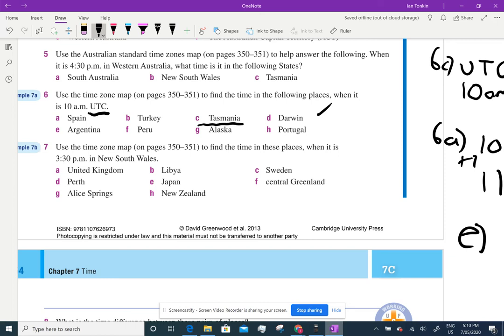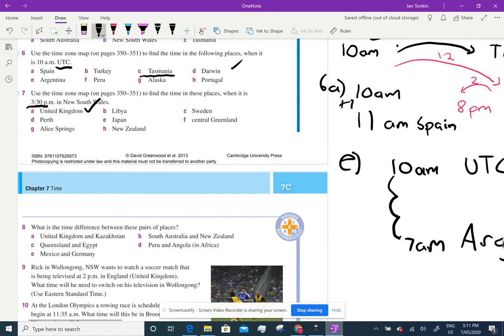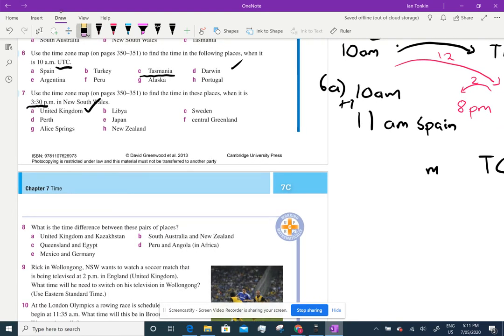Now, what about in our time? So if it's 3:30 here in Australia, in New South Wales, and remember, we're 10 hours in front. So the United Kingdom is Greenwich Mean Time. So let's do that one. Let's create a bit of space here. Hopefully you're making neat notes. Mine was a bit messy today. I'm going to try and fix that up.